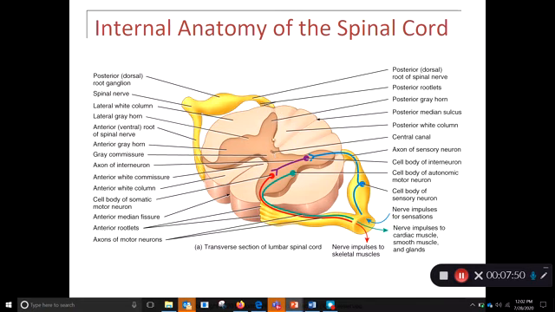Motor neurons, their tracts are going to descend. They're going to come through the anterior portion and out and do their thing.